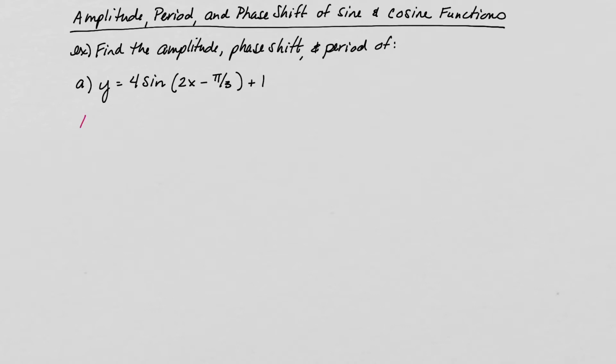Remember, the amplitude is the number that's right in front of the sine or the cosine, and it's the absolute value of that. So right in front of the sine here is a 4, so our amplitude is going to be the absolute value of 4, which is still 4.